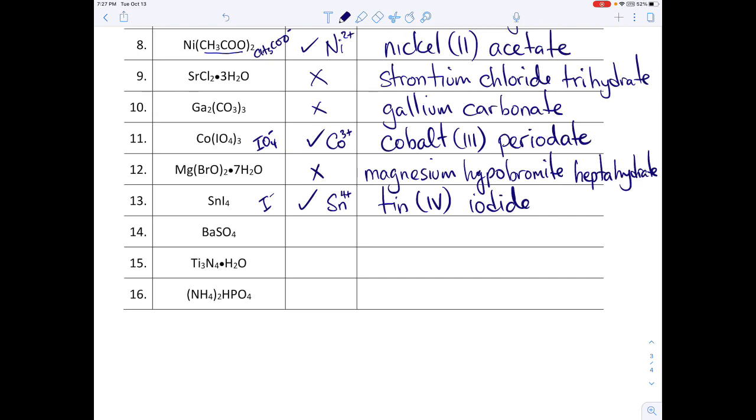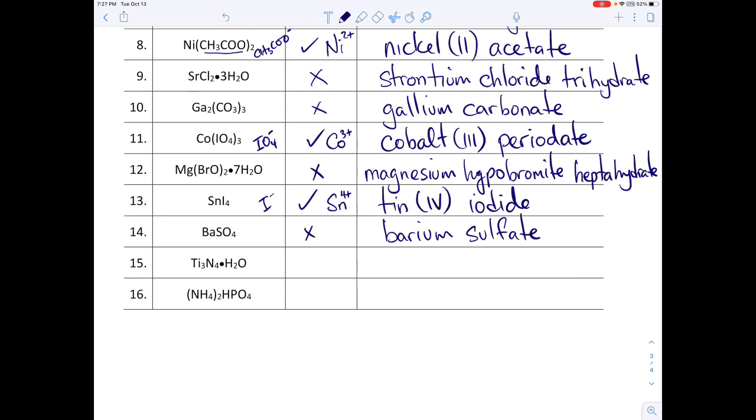Number 14, barium sulfate. Barium is not a type 2 cation. It's an alkaline earth metal. Look on your periodic table. So barium does not need a Roman numeral. And SO4, it's one of the most common complex ions. That is sulfate.